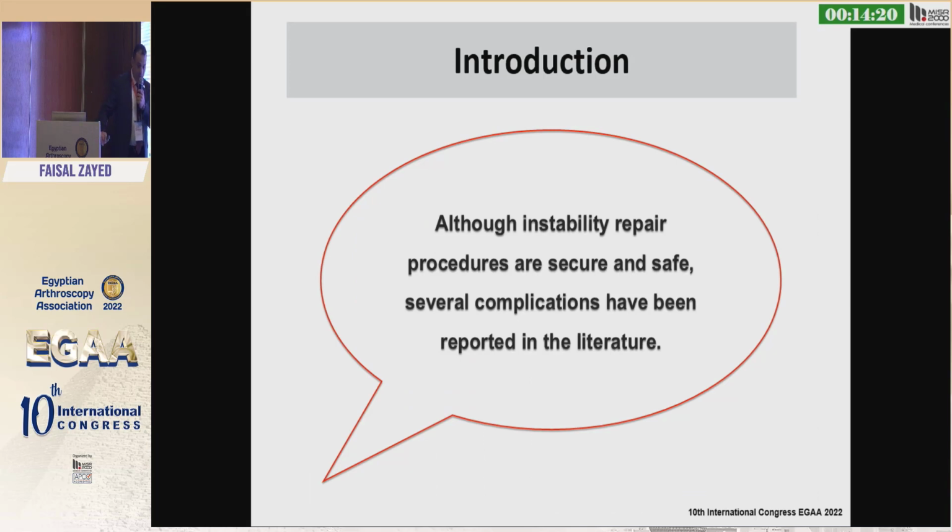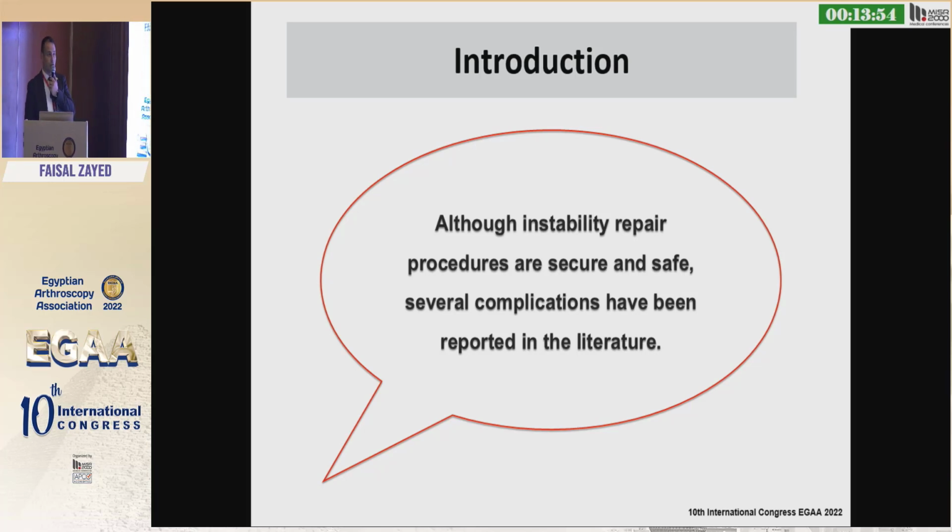Firstly, I'd like to ask, how many of you faced complications after an instability surgery procedure? Please raise your hand. I think all of us, it's common.